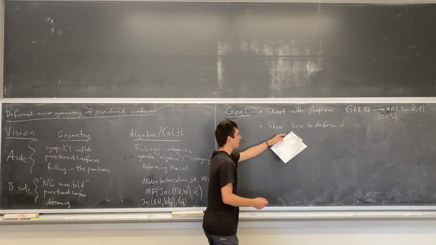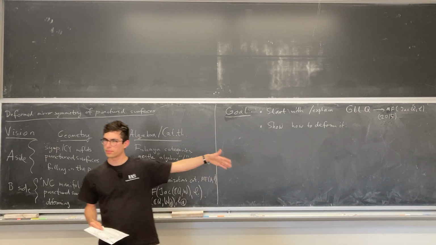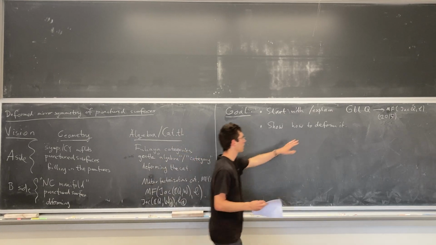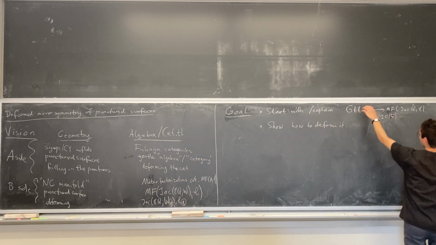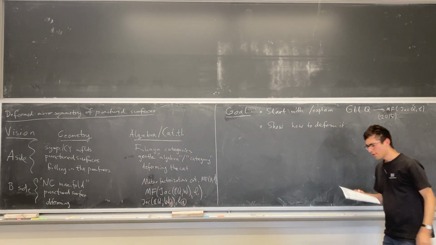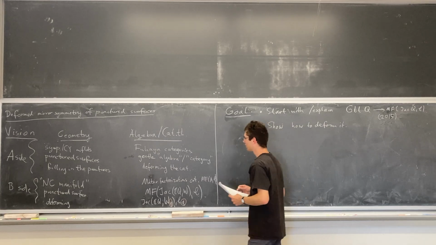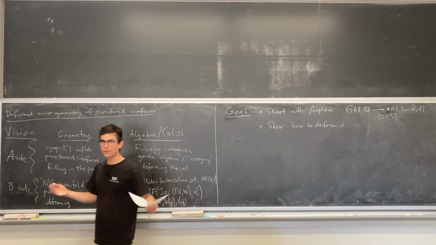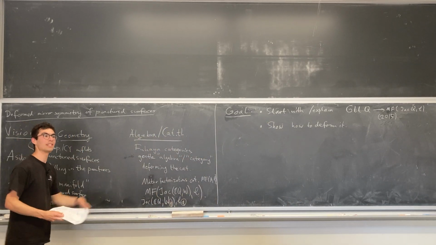Why is this a natural thing to do, to deform this mirror symmetry? Deform the left-hand side and deform the right-hand side and make a functor so it's still the same. Why is that a natural thing to do? Well, if two categories are equivalent, then they have the same deformation theory, so it must be possible.